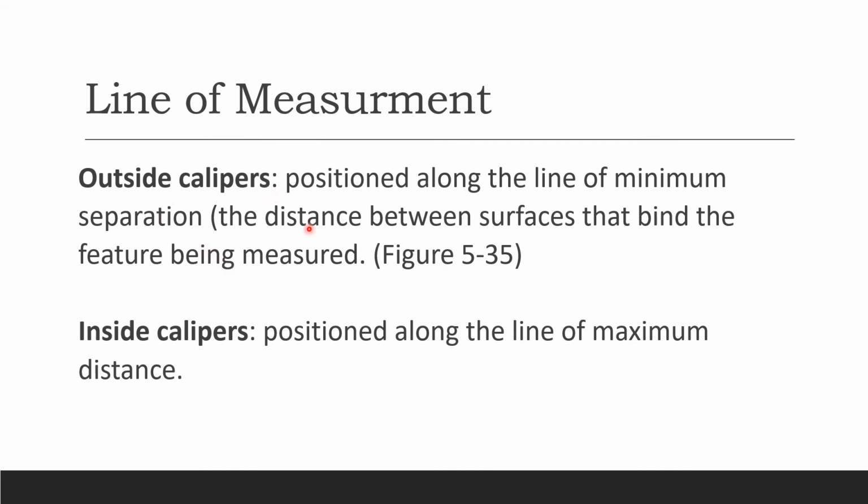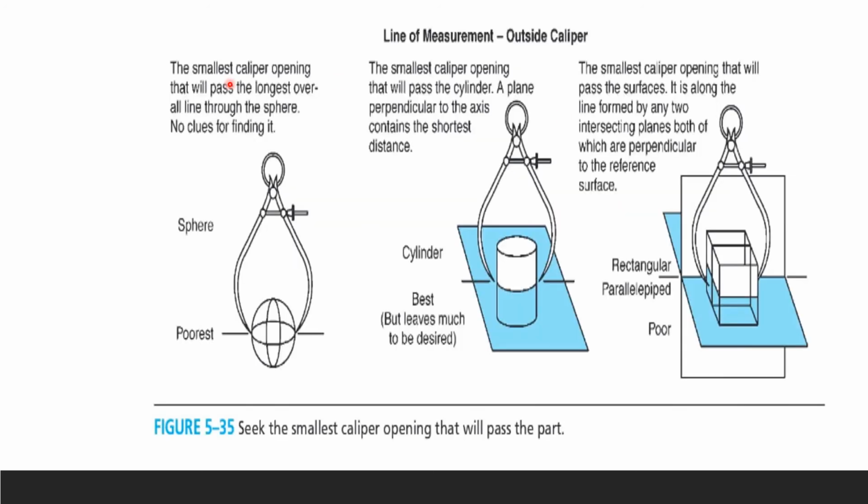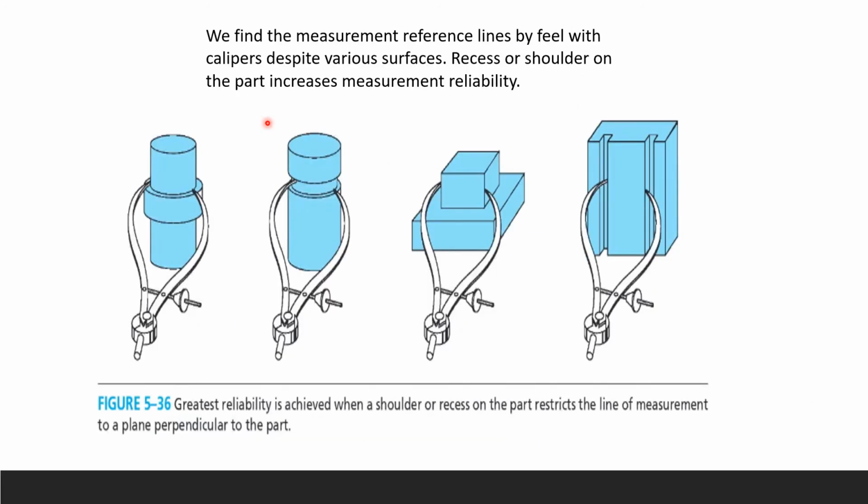So line of measurement for outside caliper is a position along the line of minimum separation. So that's the distance between surfaces that bind the feature being measured. And for inside calipers, position along the line of maximum distance. Here with the line of measurement for outside caliper, you're going to seek the smallest caliper opening that will pass the part. Again, in order for us to find the measurement reference line, we have to go with the feel, okay? So feel with calipers, despite the various surfaces, recess or shoulder on the part definitely increases the measurement reliability.